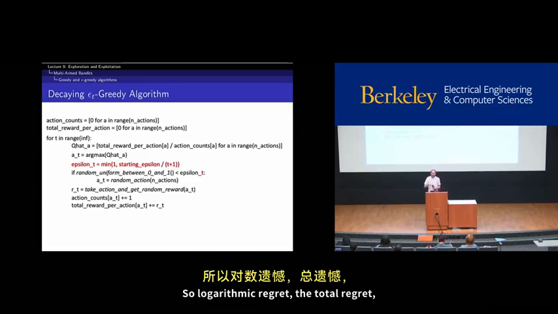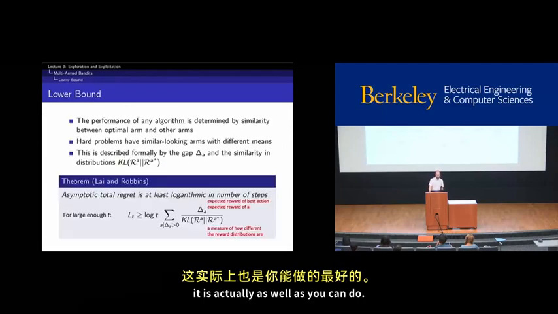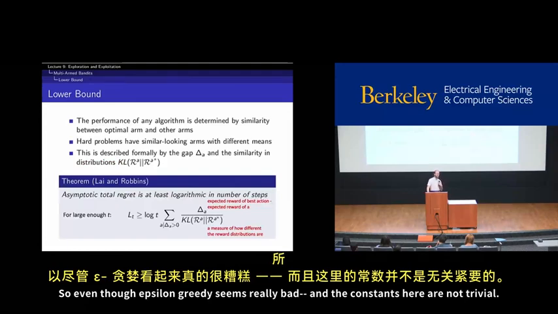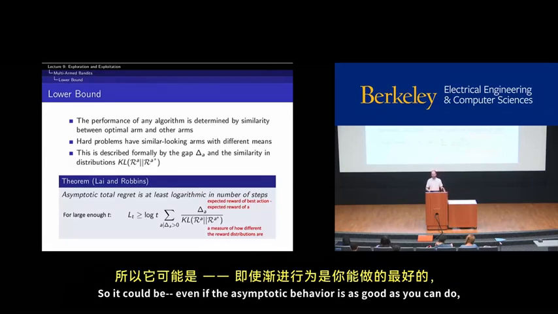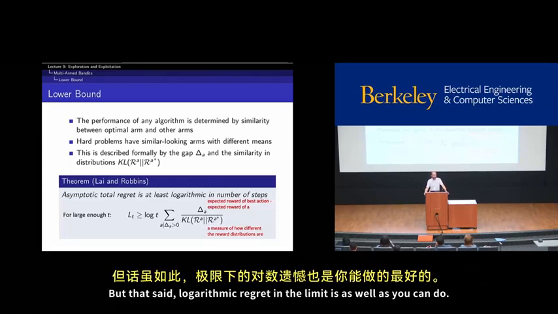So logarithmic regret, the total regret growing as a function of the logarithm of the number of time steps you've been at it, is actually as well as you can do. So even though epsilon greedy seems really bad, the constants here are not trivial, so even if the asymptotic behavior is as good as you can do, you can in practice do much better than decaying epsilon greedy. But that said, logarithmic regret in the limit is as well as you can do.